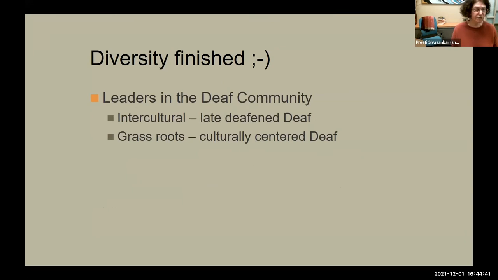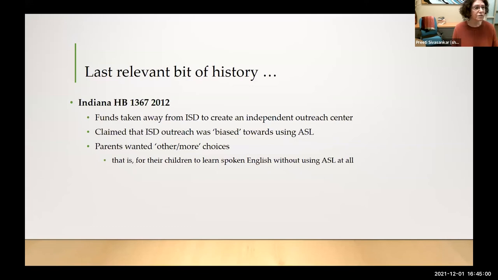And a final observation on leaders in the deaf community: when it comes to relations between deaf and hearing people, late deaf and deaf people tend to be leaders. But when it comes to grassroots, culturally centered deaf people tend to be the leaders there. So now I'm going to turn to the last relevant bit of history.